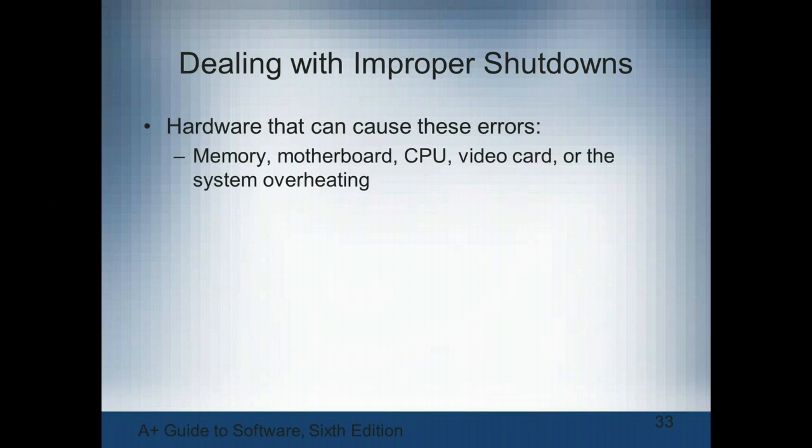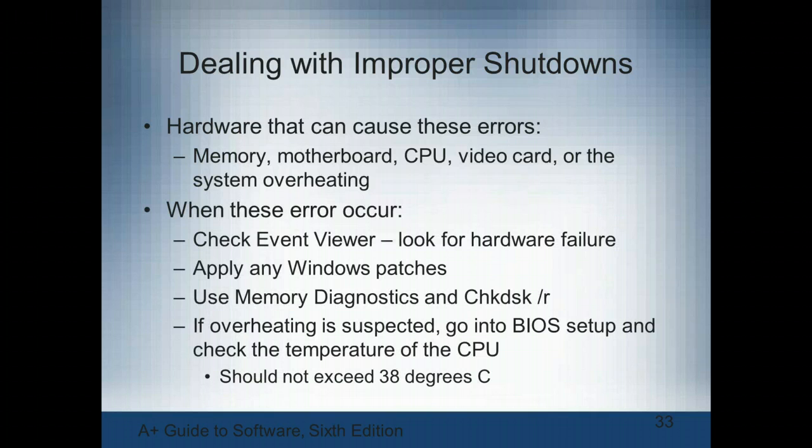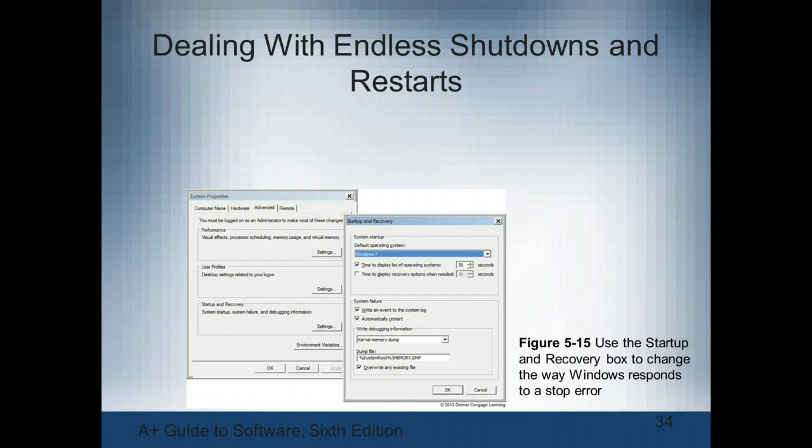Hardware can cause these errors, improper shutdowns, and usually what causes my improper shutdowns is me being impatient and holding the power button until it decides to shut down for me. Memory, motherboards, CPU, video, system overheating, the things that we talked about in the hardware portion of the class. Check the event viewer, apply the Windows patches, use the memory diagnostic. If overheating is suspected, go to the BIOS setup, check the temperatures, and use canned air to blow all the dirt out. Open it up and clean it out with the canned air so that we make those things go away.